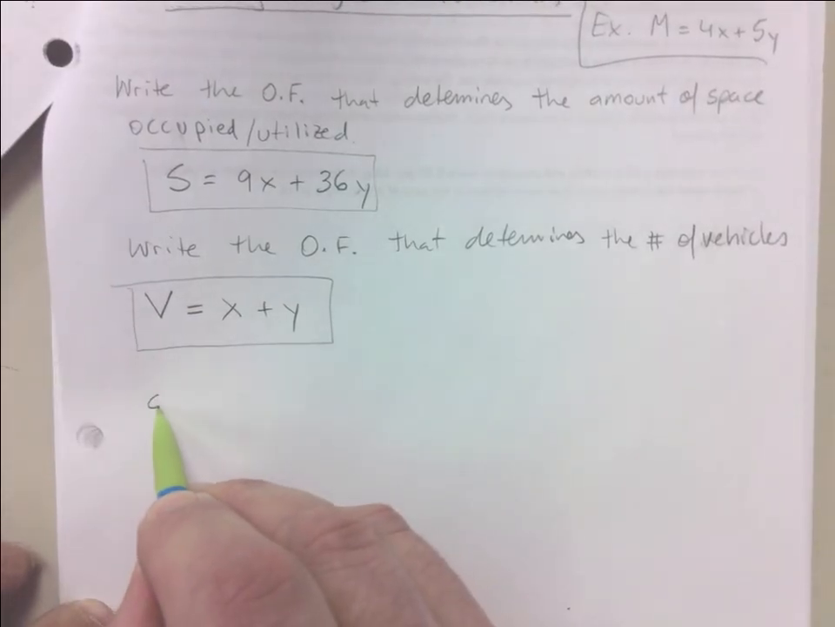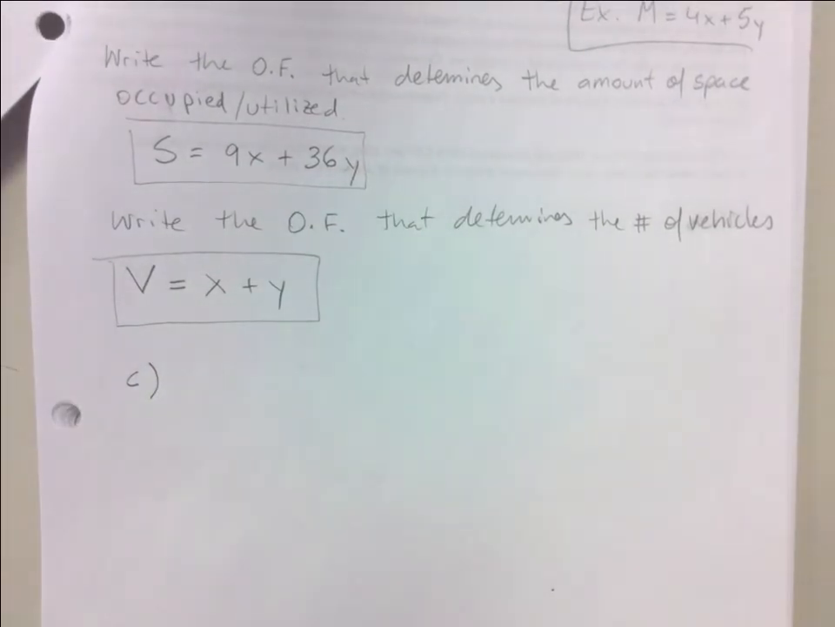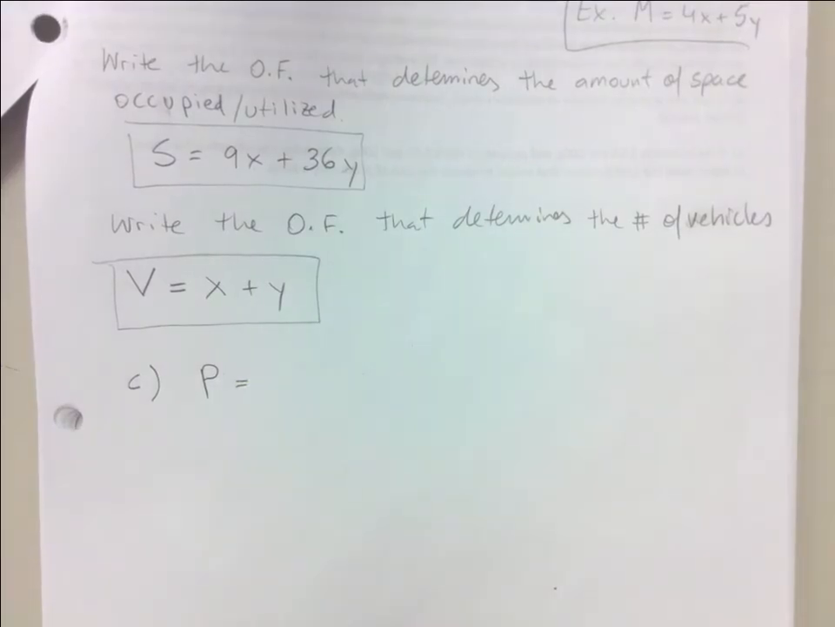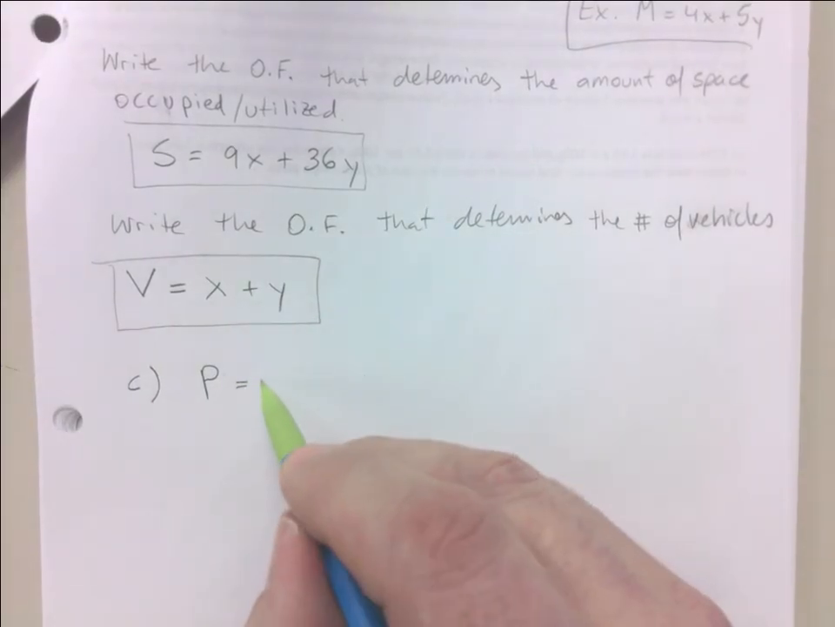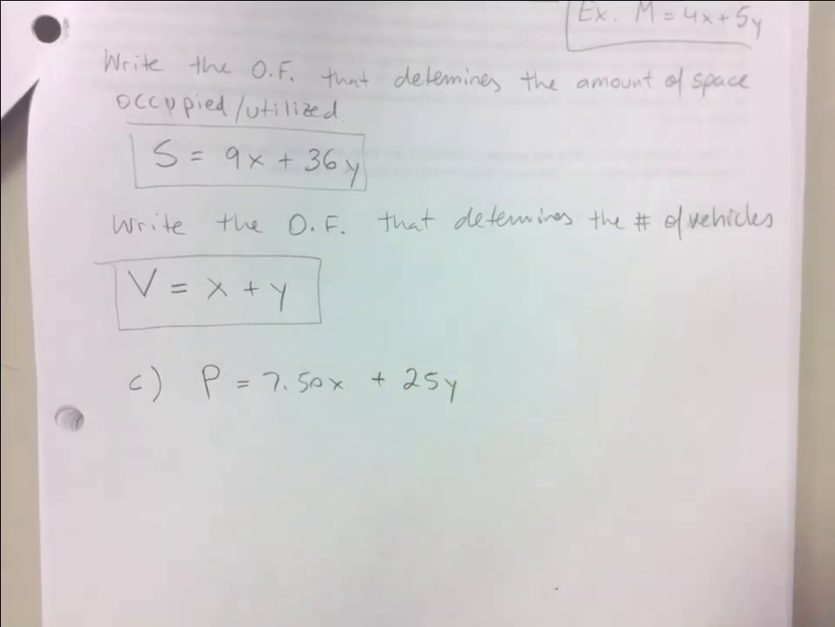C asks for, what does C ask for? Let's read it. Determine the combination of cars and buses that would maximize profits given that a car pays $7.50 and a bus pays $25. How would you write your objective function there? I'm going to take the liberty to say P for profit. 7.50x plus 25y. There we go. You've got your objective function.